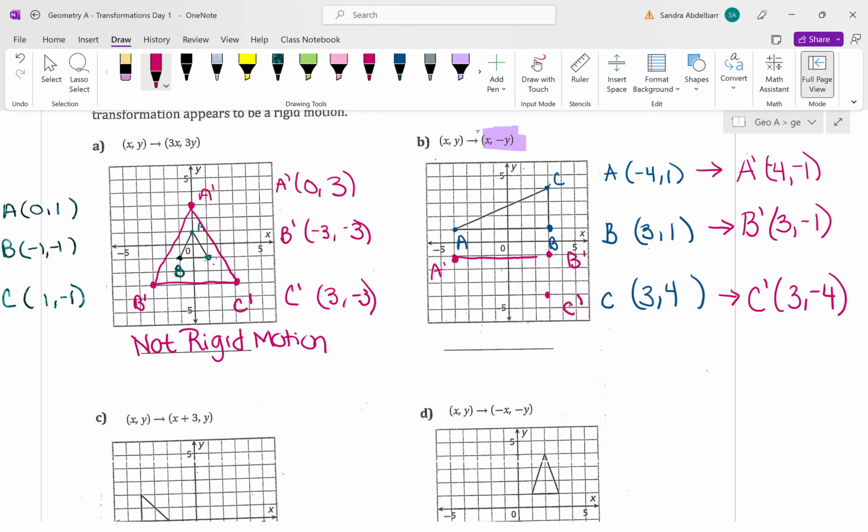Does anybody know what this was? No, we don't know that it's a 30, 60, 90. That's funny, though.